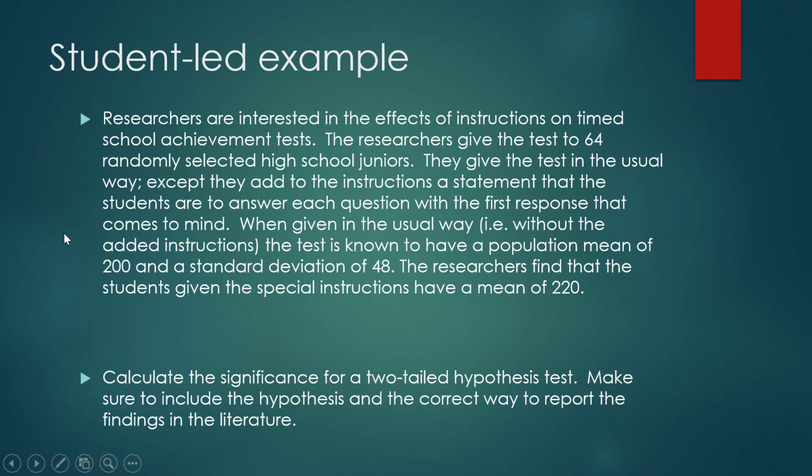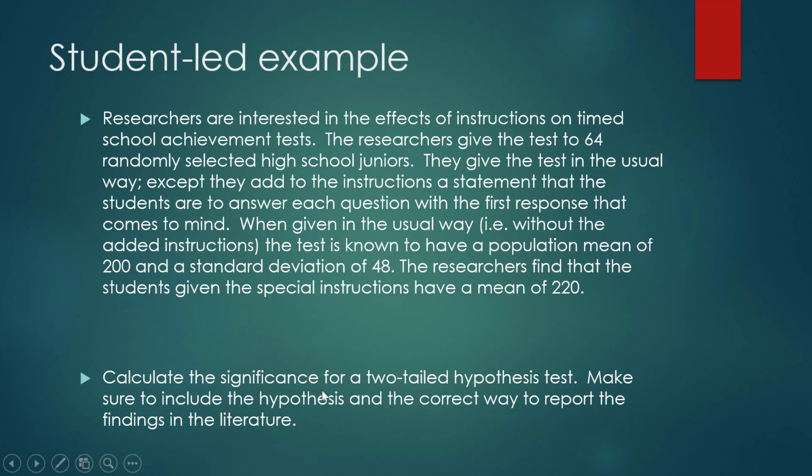So here's the example that you just completed. Researchers are interested in the effects of instructions on timed school achievement tests. The researchers give the test to 64 randomly selected high school juniors. They give the test in the usual way, except they add to the instructions a statement that the students are to answer each question with the first response that comes to mind. When given in the usual way, in other words, without the added instructions, the test is known to have a population mean of 200, so the normal population mean is 200, and a standard deviation is 48. The researchers find that students who are given the special instructions have a mean of 220.